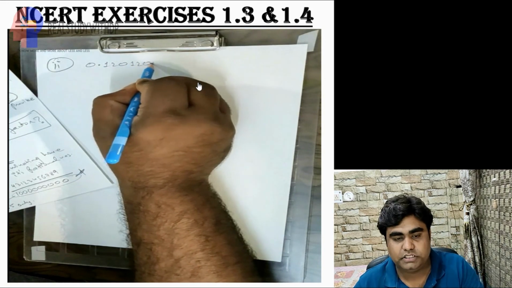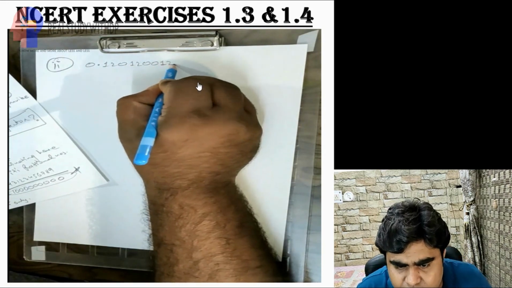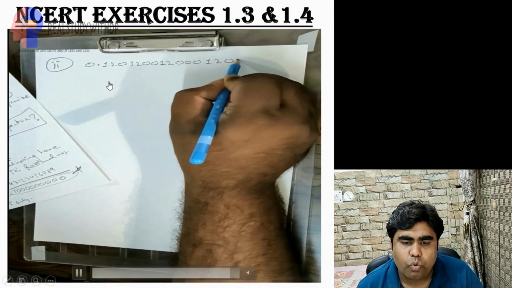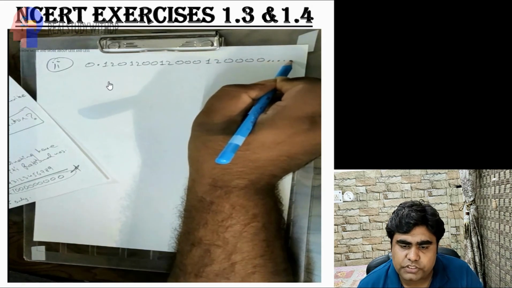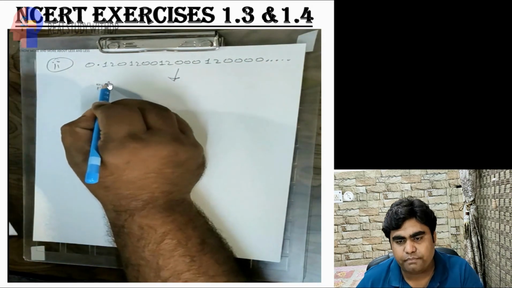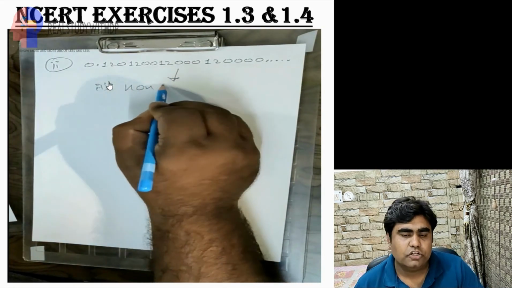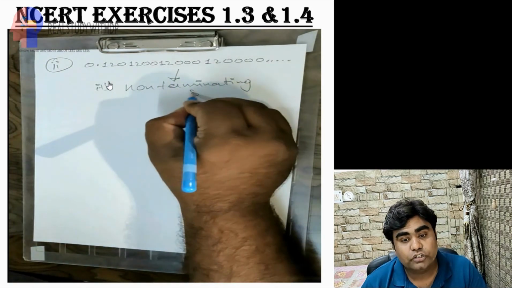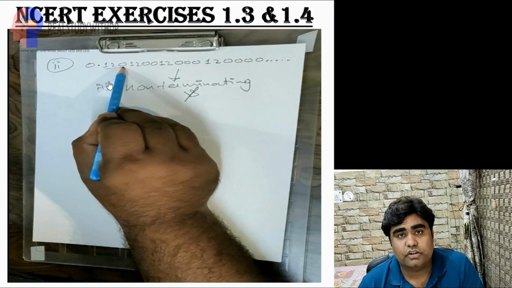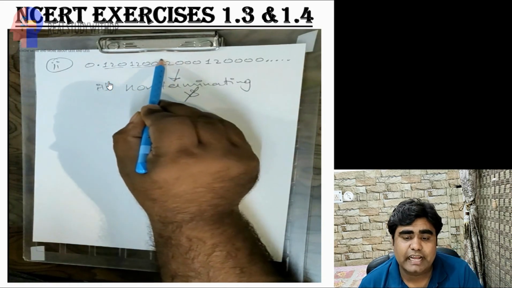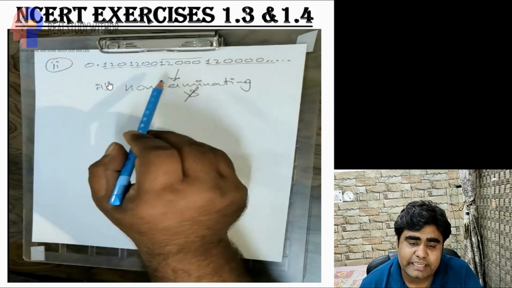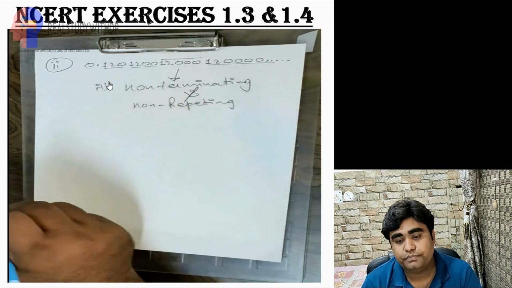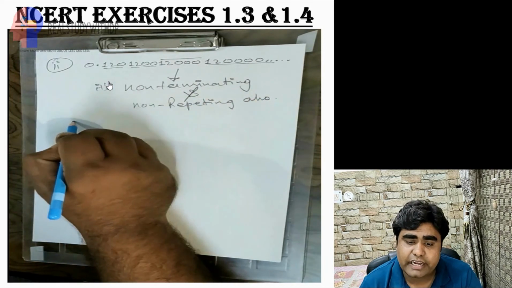So what we have here in the second part: the number is like this: 0.120, 1200, 12000, 124 times 0, and the number will go on in this manner only. So what we come to know about this is that the number is non-terminating, and also the number is non-repeating. As we are pretty much aware, the numbers which are non-terminating and non-repeating are actually the irrational numbers. So this number is actually an irrational number.